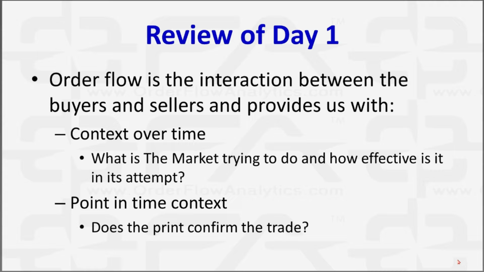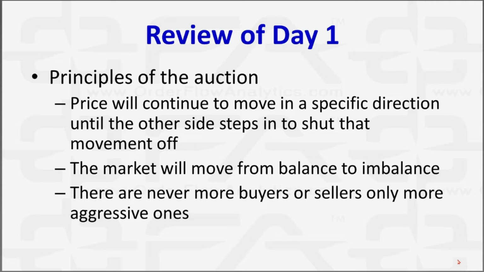Again, order flow is the interaction between the buyers and sellers, and it also provides us with context over time. And context over time is what is the market trying to do, and how effective is it in its attempt. And then also a point in time context. And basically what we're looking at at that point is, does the print confirm the trade? Am I seeing what I want to see between buyers and sellers to get into a trade?